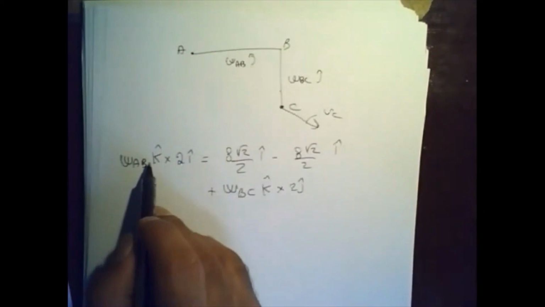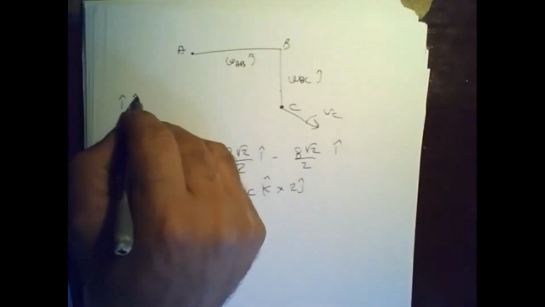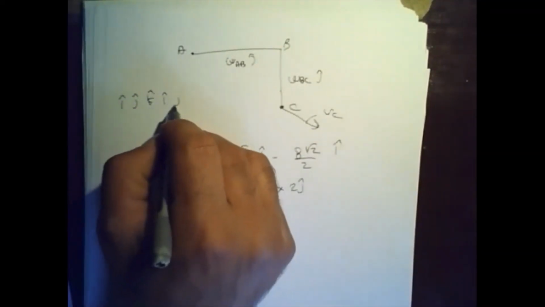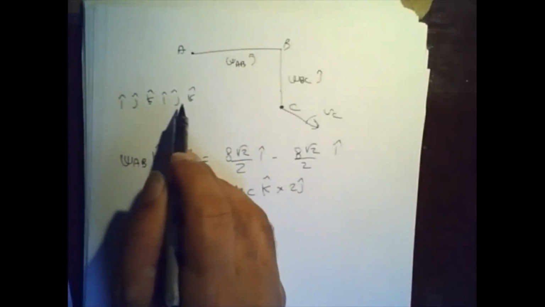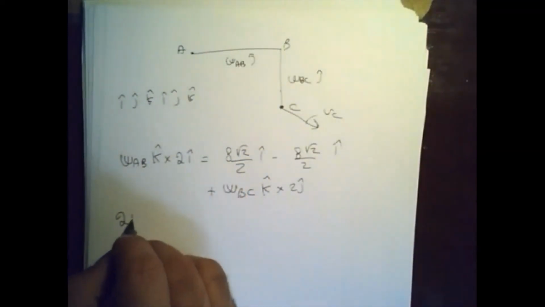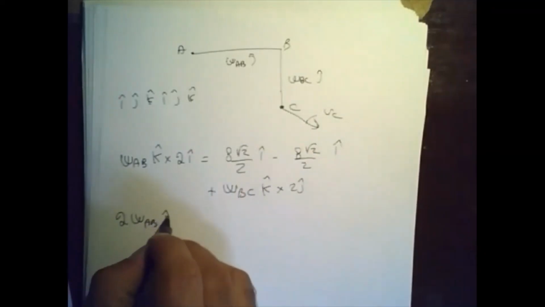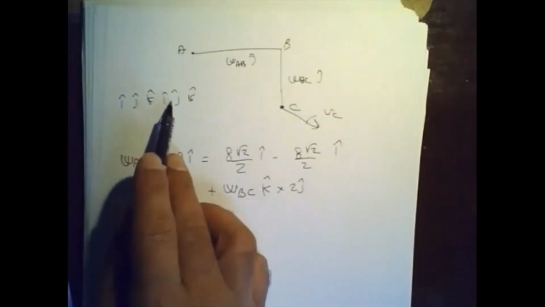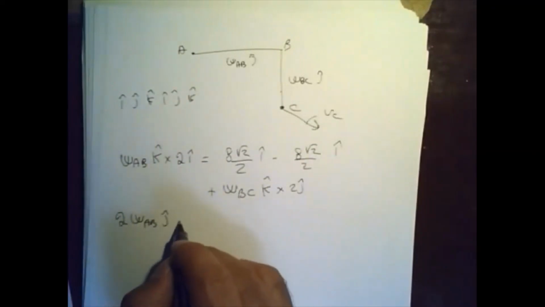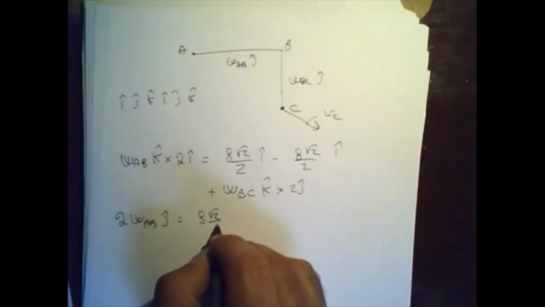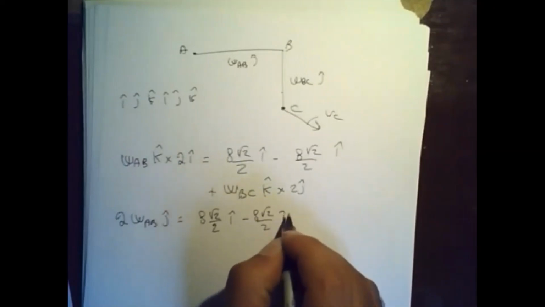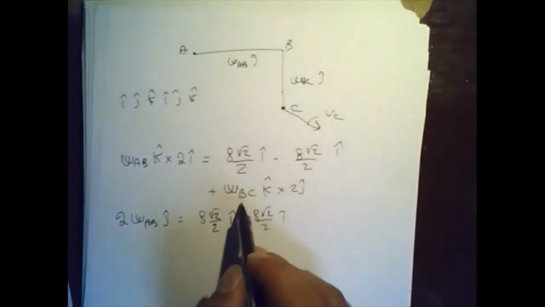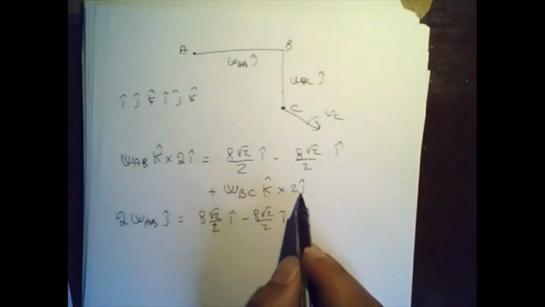So I need to expand that. What is K cross I? Just apply the formula. IJK, IJK. So K cross I, going positive, is going to be J. So 2 omega AB J. K cross I is J. So it's equal to 8 square root of 2 over 2 I minus 8 square root of 2 over 2 I. We still have omega BC K cross 2J.